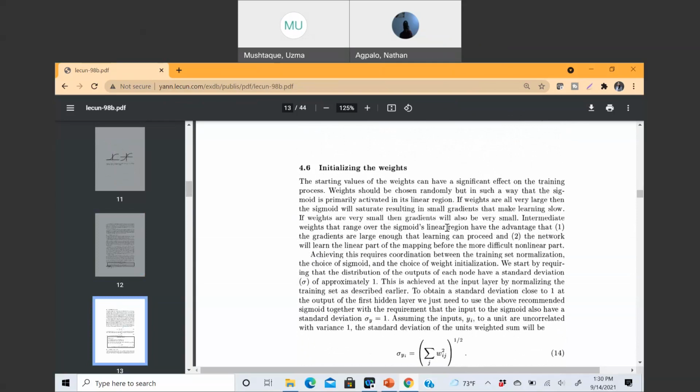We talked about initializing the weights, right? So we talked about why we need to initialize, because the symmetry issue comes in.